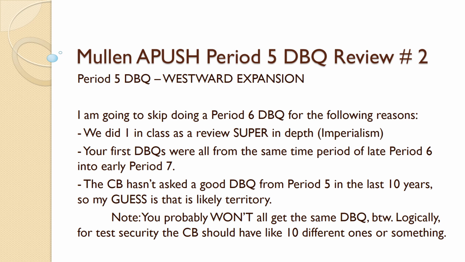Logically, a good way to do test security is to have multiple DBQs. That way you guys all can't just jump on one Google Doc or something. So my gut instinct tells me that there's probably going to be 10, maybe even 15, 20 different DBQs from different eras. So while I think that we're due for a period 5 DBQ, there's no guarantee that it's going to be the same for everybody. Just something to think about.